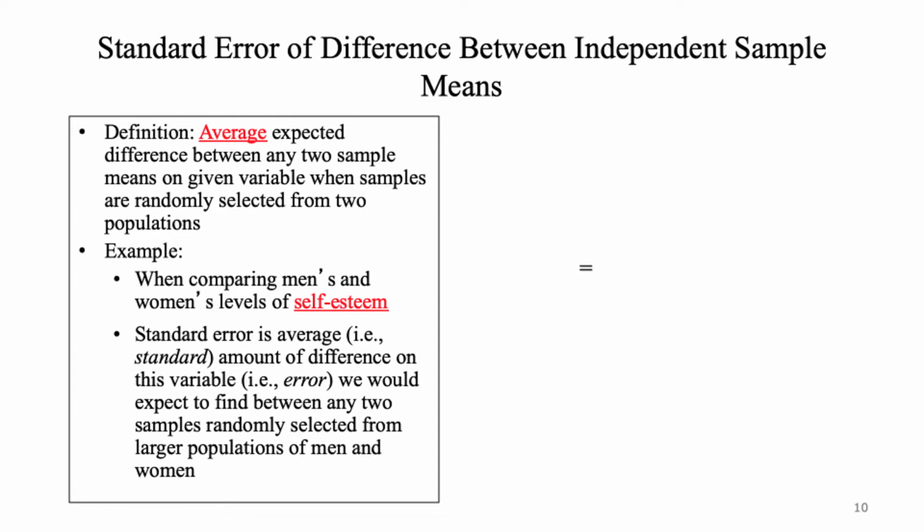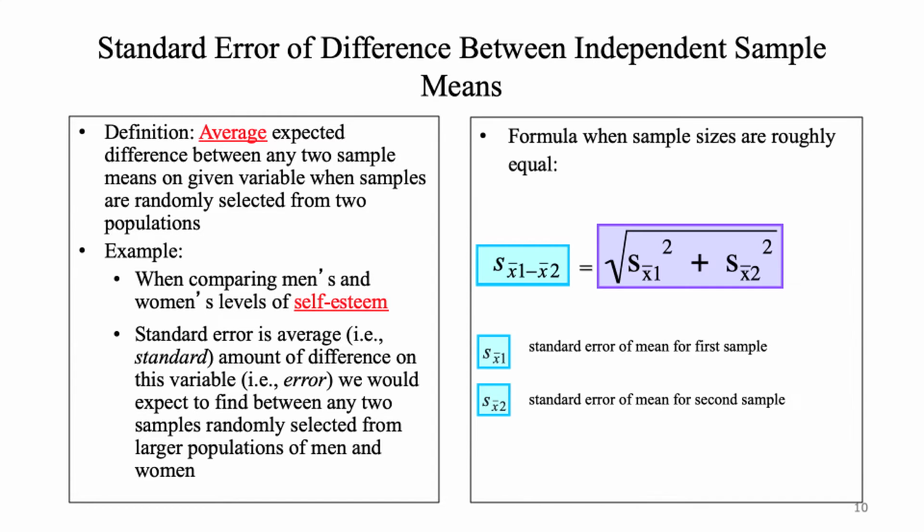And here's the formula in a little bit greater depth. So the standard error of the difference is the square root of the variance of scores on X bar sub 1 plus the variance of scores on X bar sub 2.